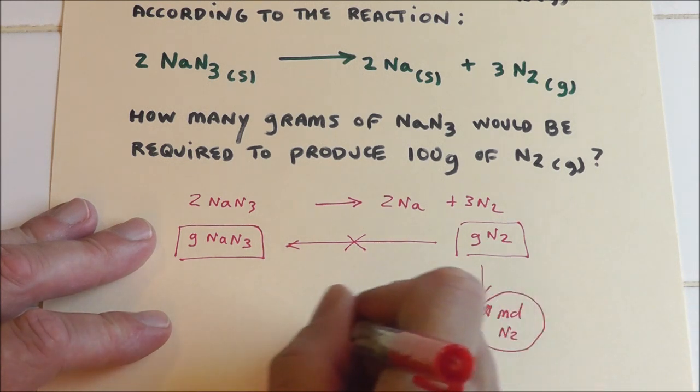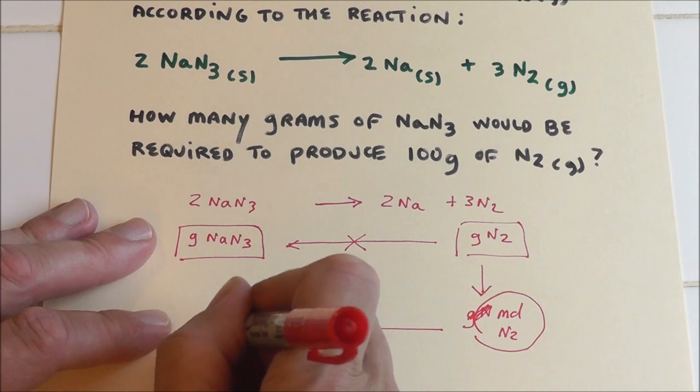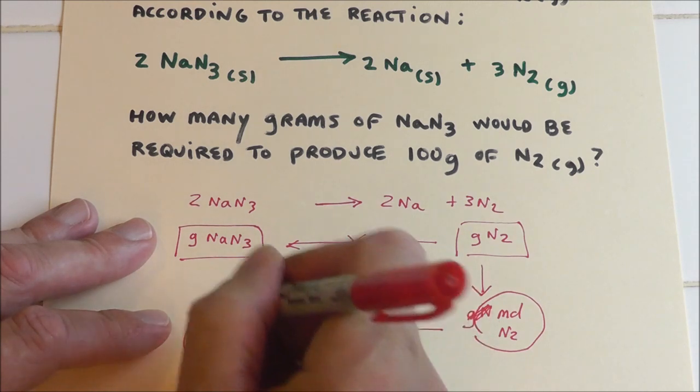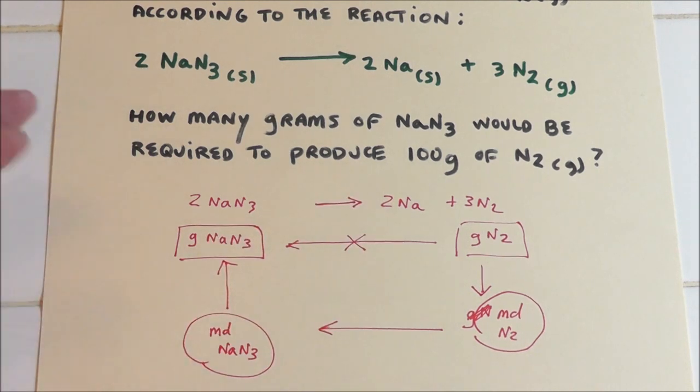And then from moles of N2 to moles of sodium azide. And then from moles of sodium azide to grams of sodium azide. And so what we've got going on here is we're actually kind of going backwards. We're saying we need to produce this much, that's the product, and how much reactant is going to be required. So, there's 3 steps to this process.